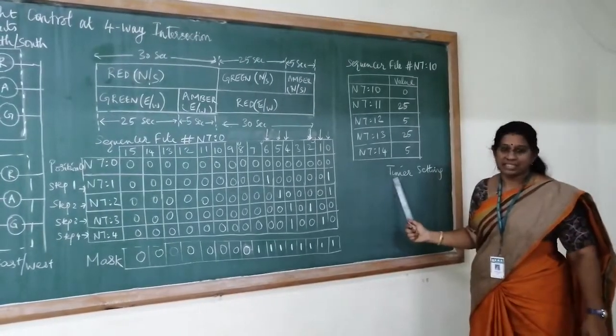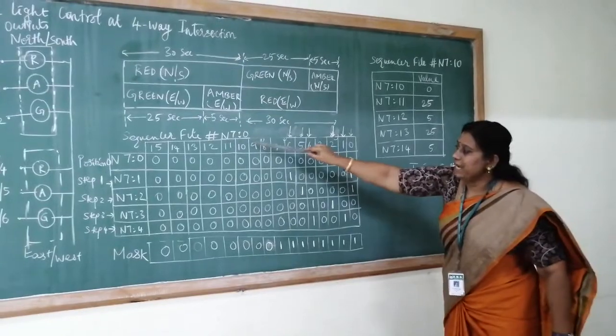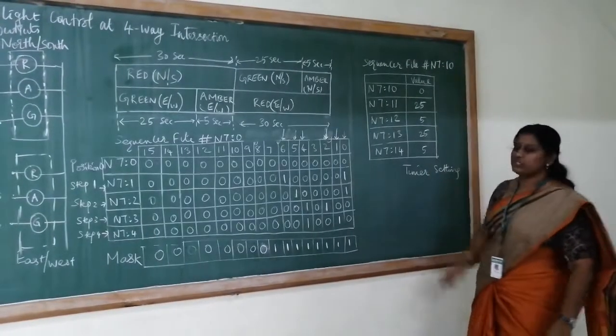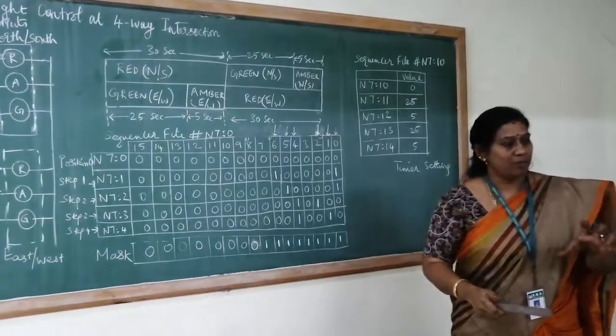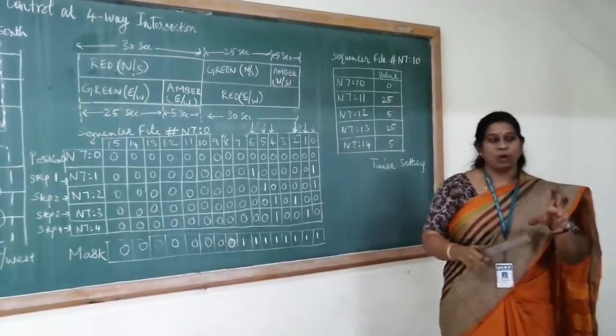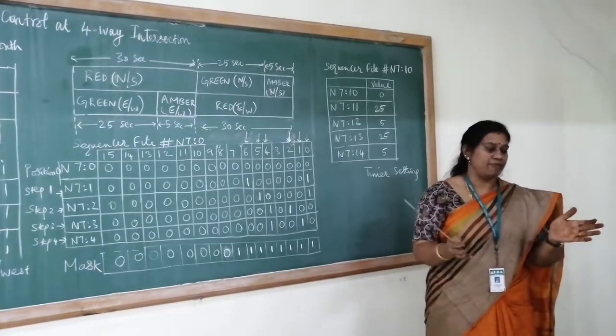This is also another sequencer file. So this is N7:0 and N7:1. We have taken the problem statement, analyzed the problem, and created 2 separate files.